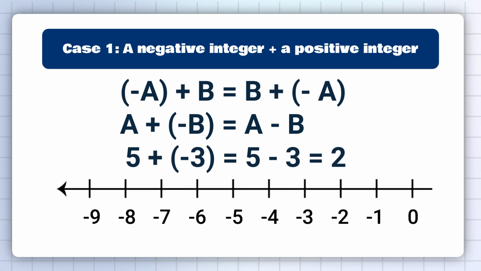We can explain this using the number line. When you add a negative integer to a positive integer, the movement is towards the left, decreasing the value of the positive integer.